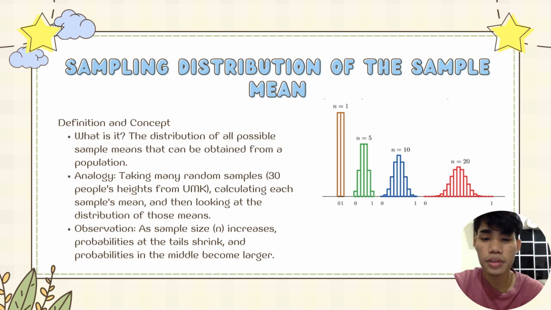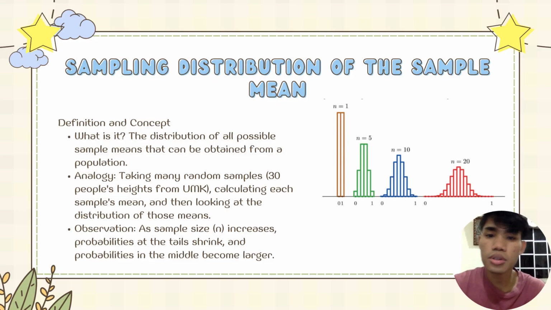Hi everyone. What is the definition and the concept of a sampling distribution? Today we are talking about a key idea in statistics: the sampling distribution of the sample means. You can think of it this way. Imagine you want to find the average height of everyone in UMK, right? You can't measure everyone.